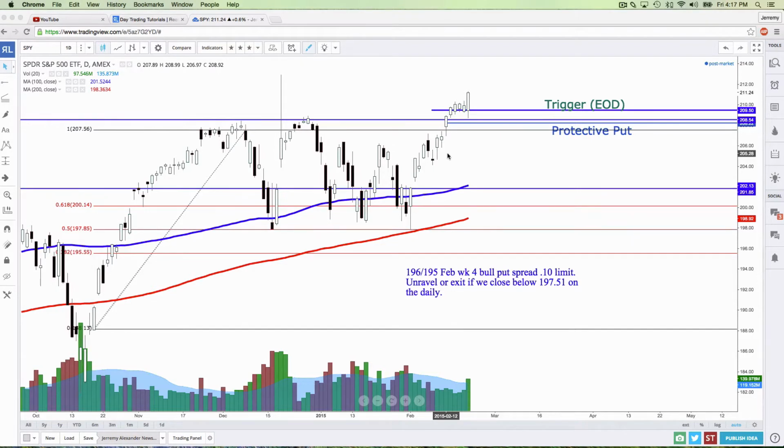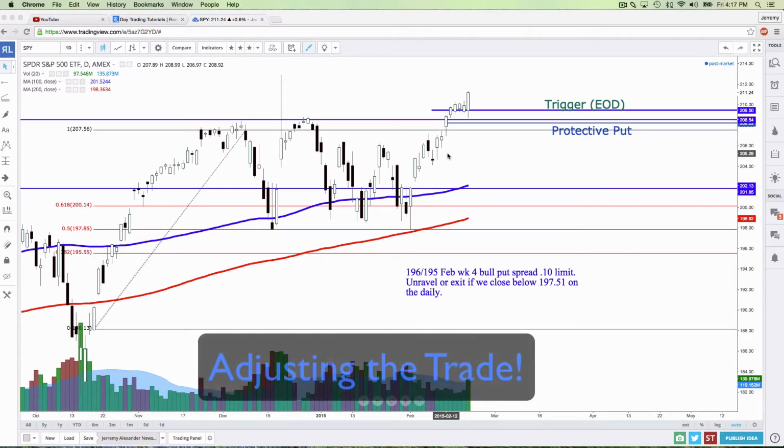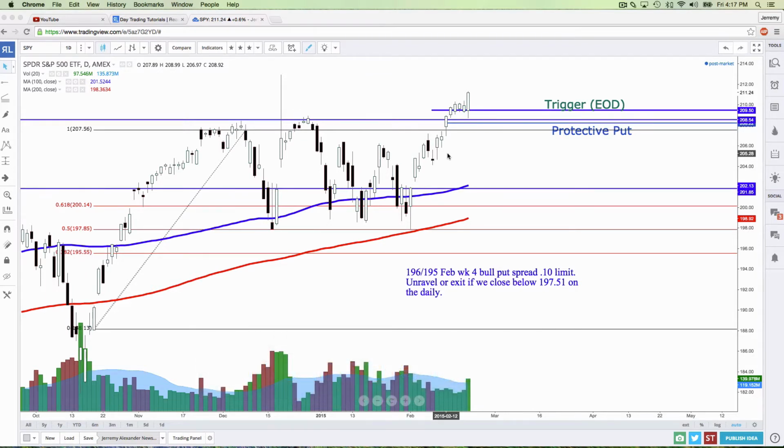This class is entitled Adjusting the Trade, and it's a very popular topic. It's also a very popular terminology, adjusting the trade, and there's a ton of ways to quote-unquote adjust a trade. This is kind of going into the protective put strategy, how to adjust, what you need to do, what you should focus on, what you should look for, and that type of thing. I'll go a little bit into depth into that today in this particular section.